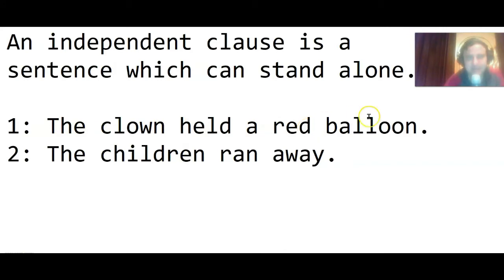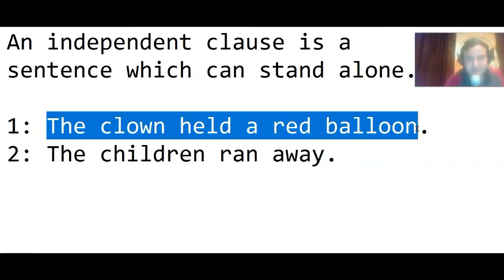The clown held a red balloon. This is neither a question nor specifically an answer. It could be an answer, but it doesn't have to be an answer. So it is an independent clause and an independent sentence. Independent clauses are always independent sentences.